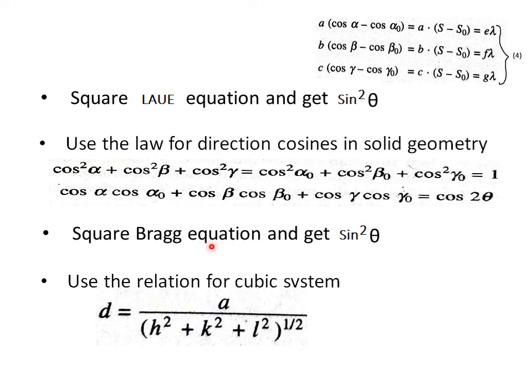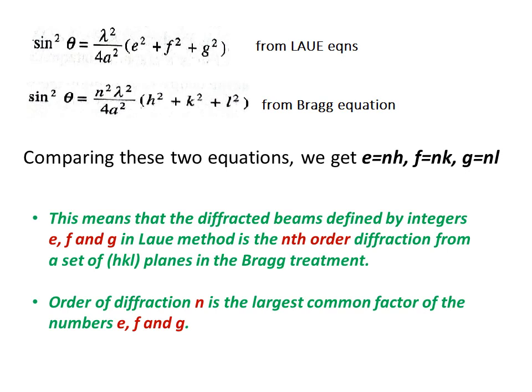And similarly we will take Bragg equation, which is n lambda equal to 2d sin theta. From that also we will obtain sine square theta, but since it is cubic lattice we impose this condition also. So essentially what we are going to get is two equations for sine square theta as given here. From LAUE equation you will get this one, and from Bragg equation you will get this for the cubic system. And if you compare these two equations, you can easily see we have got lambda square by 4a square in both equations.